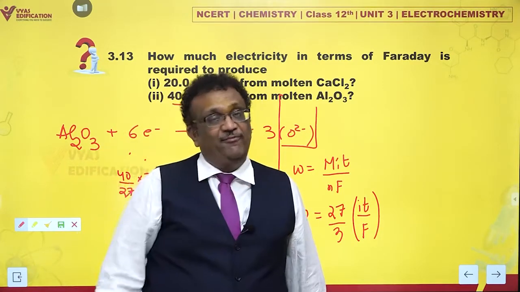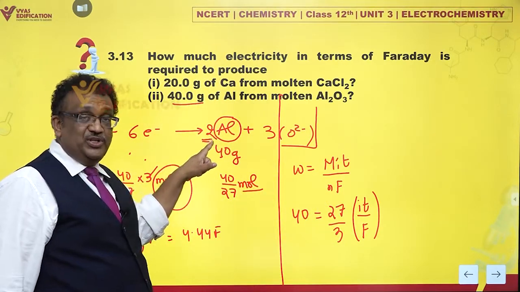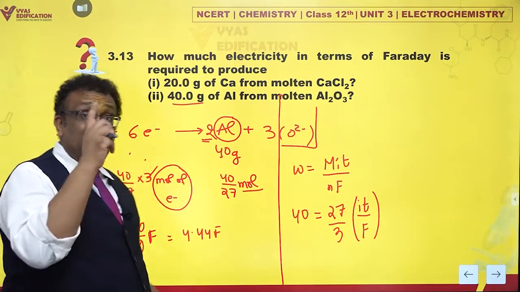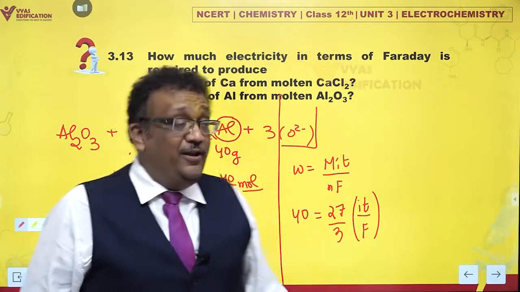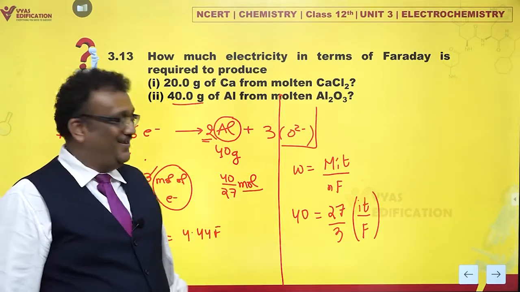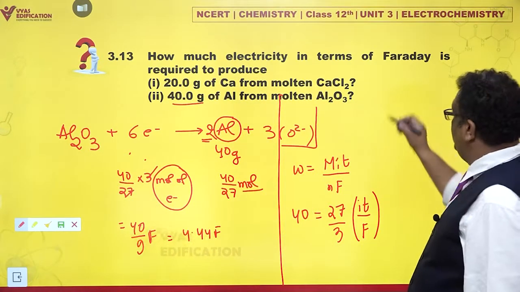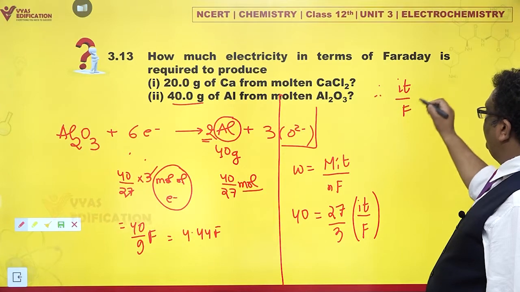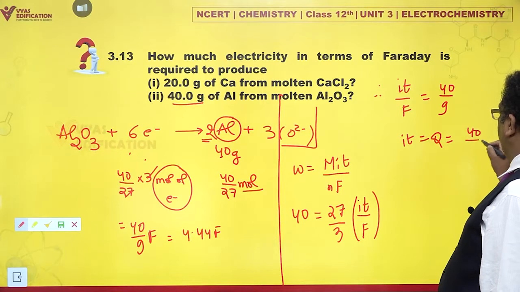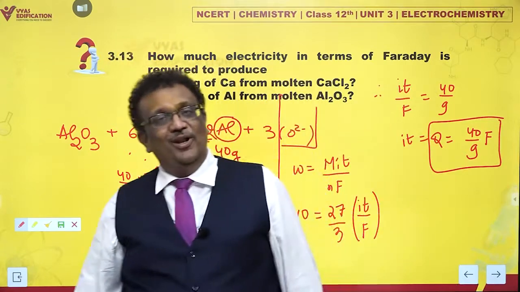If you are trying to calculate n for any species, always in the balanced equation, use 1 mole of that species and see whatever is the number of moles of electrons, or whatever is the coefficient of electrons, that is the value of n only for that species. So for aluminium, the value of n is 3. This is how we do this. Got it? Good tip. So I t by F is 40 by 9, or I t, which is charge, is 40 by 9 Faraday, which we got there also. Whichever way you love it, do it.